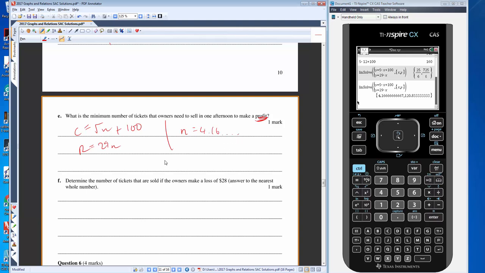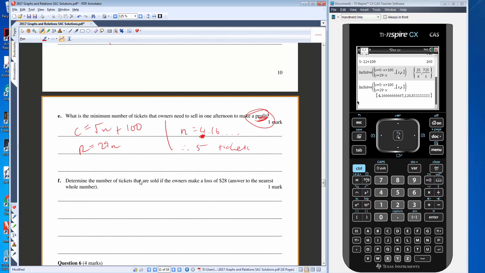Okay, so n, the number of tickets, is 4.16. Okay, so what that means is we can't sell 0.16 of a ticket. So we can't also round it to 4 tickets because 4 tickets won't be enough to make a profit. So actually the answer is therefore 5 tickets must be sold to make a profit.